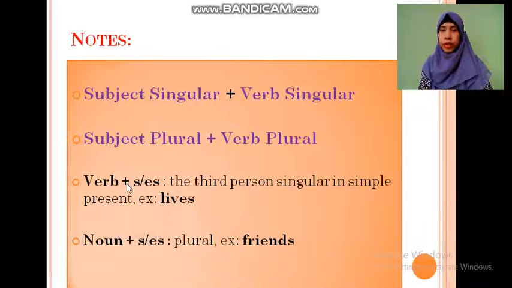Okay, for the next is the verb. When you find a verb with an additional s or es, it is usually used for the third person singular in the simple present. For example, lives. There is an s here, which shows that the verb is used for the third person singular. And the next, if there is a noun followed by s or es, it shows that it is plural. For example, friends. When you see the s in friends, it means the friend is more than one.